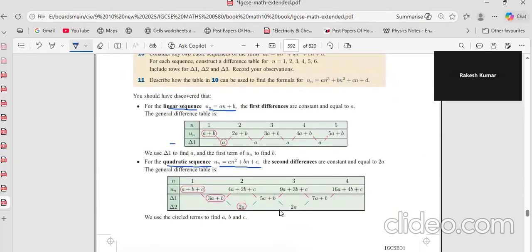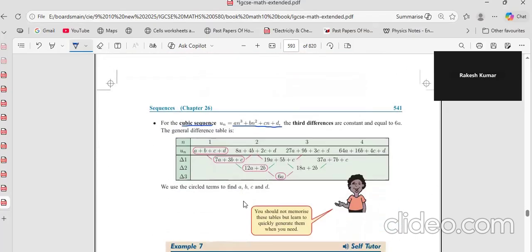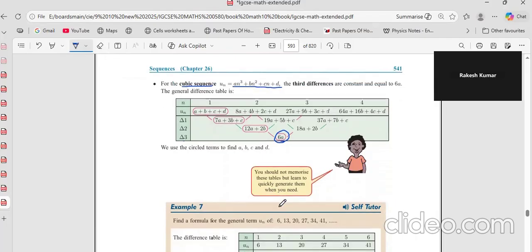If the first difference, that means you find the difference between the terms, is constant, then it is this form. If the second difference is constant, not the first difference, the second difference is constant, then it is this form. And if the third difference is constant, then it is this form. So I will do one question.